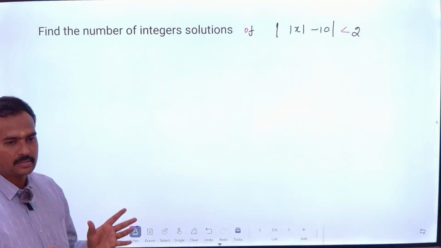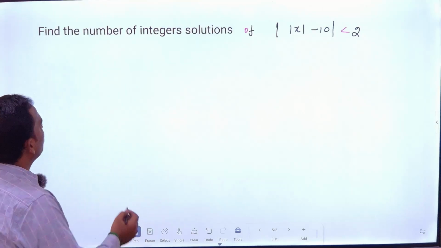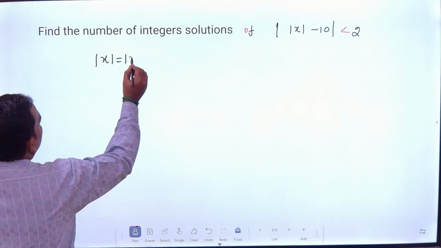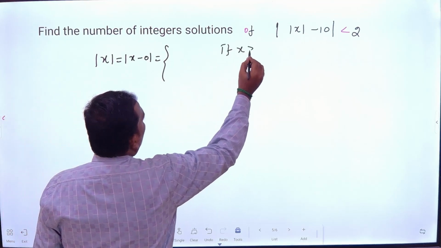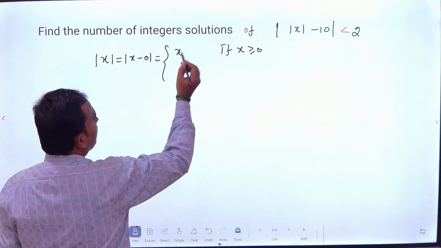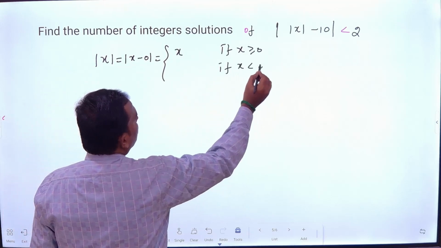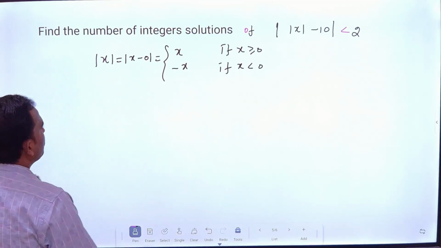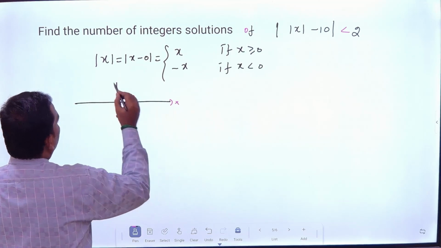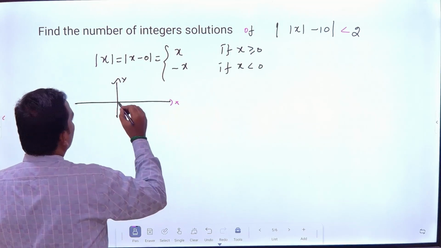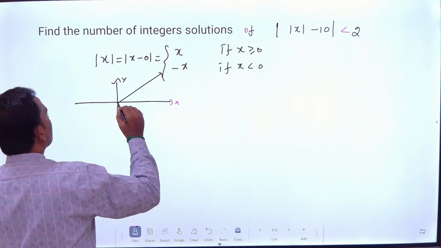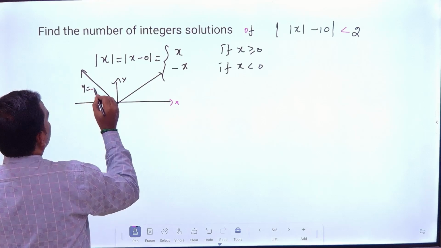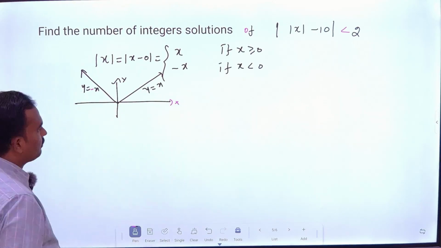So, this is a completely modulus based question. You already know modulus: the distance from the origin to x. How to define it? If x is non-negative, that means greater than or equal to 0, it is the same x. If x is less than 0, you take minus x. So you can draw the graph, the x-axis and y-axis. When x is more than 0, y is equal to x, passing through the origin. When x is less than 0, y is equal to minus x. This is the mod x graph.